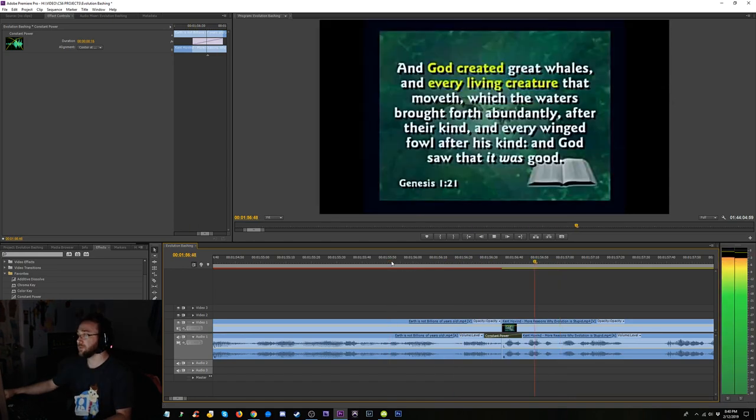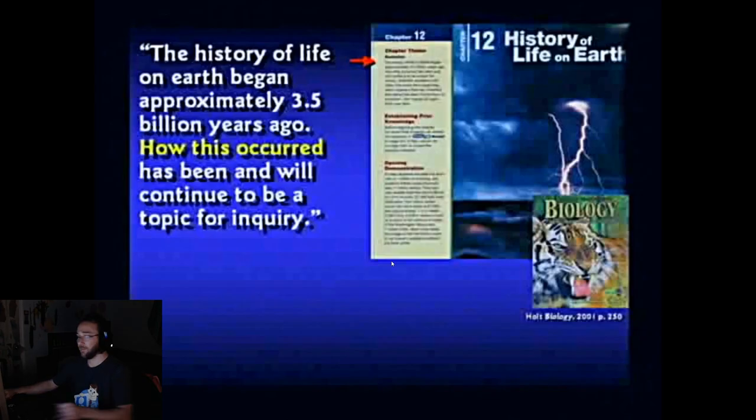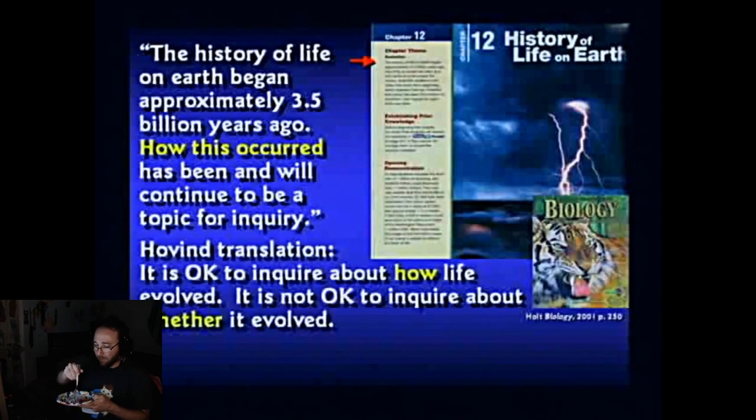This textbook says, the history of life on Earth began approximately 3.5 billion years ago. How this occurred has been and will continue to be a topic for inquiry. Let me give you the Hovind translation. It's okay to inquire how life evolved. It is not okay to inquire whether it evolved.